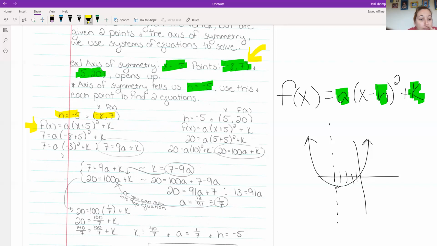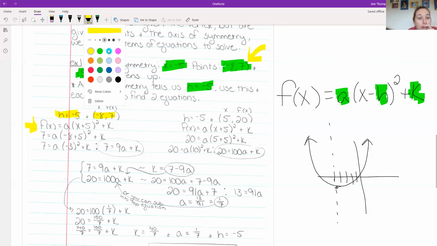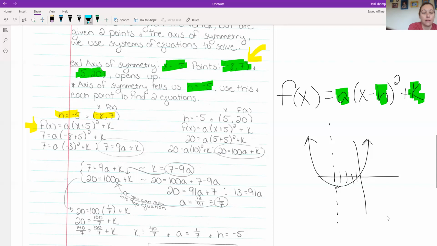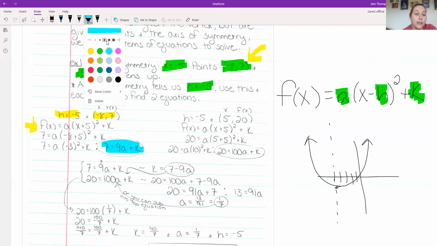So when we reduce this, -8 plus 5 gives us -3. -3 squared is 9. So here's our reduced equation. And then we just do the same thing with the other point, right? So we get two equations.